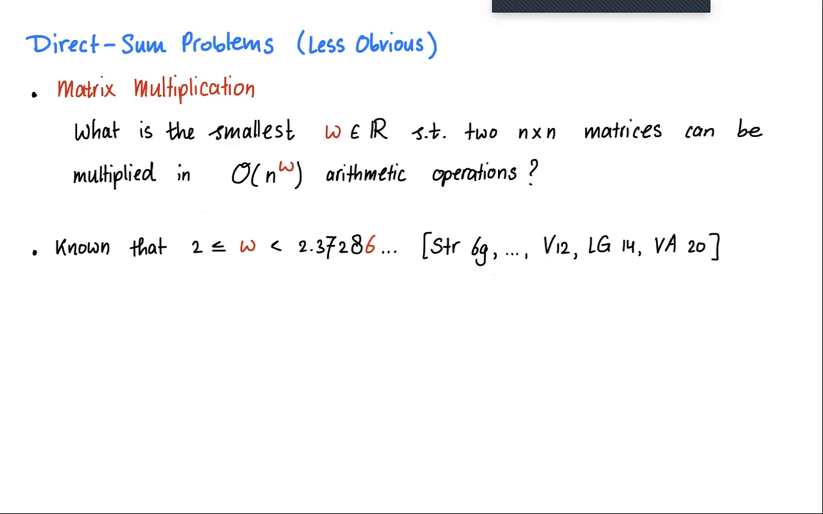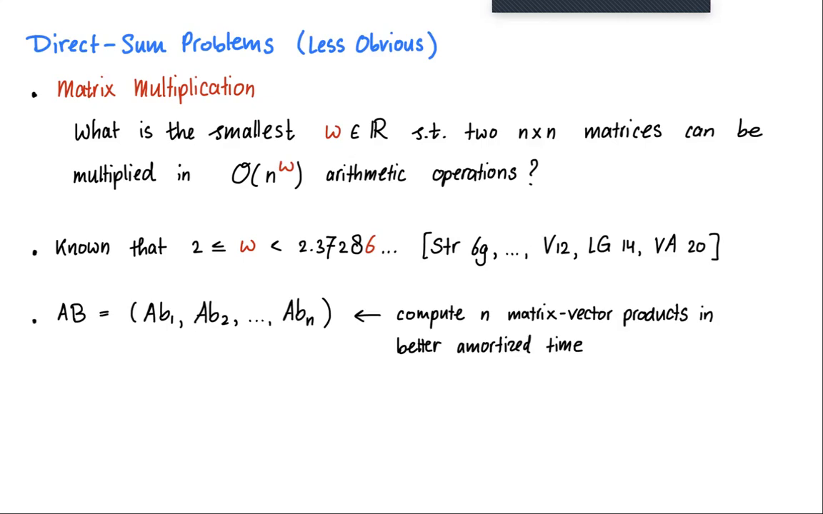And an example of this is matrix multiplication. So here, the problem is to understand what is the smallest real number omega, such that two n by n matrices can be multiplied in n to the power omega arithmetic operations. And it's known that this number omega, this matrix multiplication exponent, is between 2 and 2.37286. Following a long line of work.